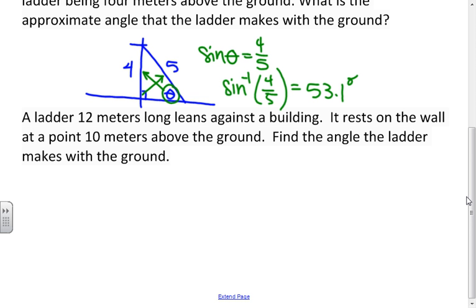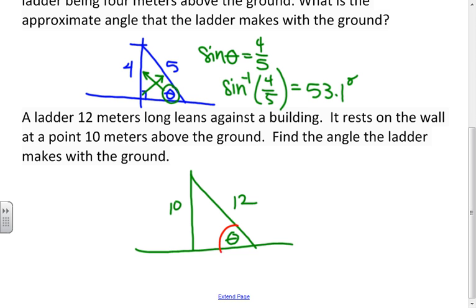If we have a 12-meter ladder leaning against a building, it rests on a point 10 meters above the ground. Find the angle the ladder makes. So a very similar type of problem. In relation to this angle, I know the opposite and the hypotenuse, so I'm still talking about the sine of theta being 10 over 12, which would reduce to 5/6 if you want.